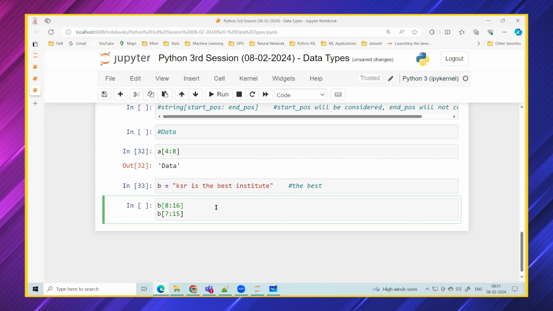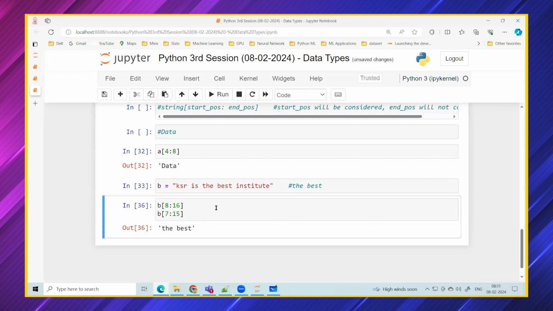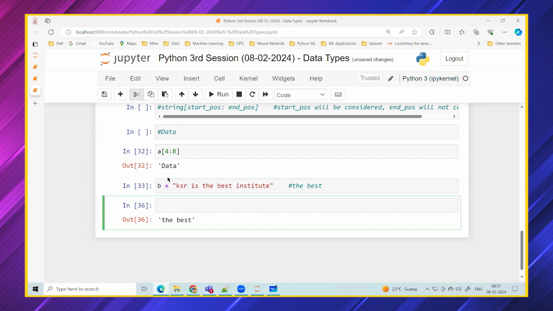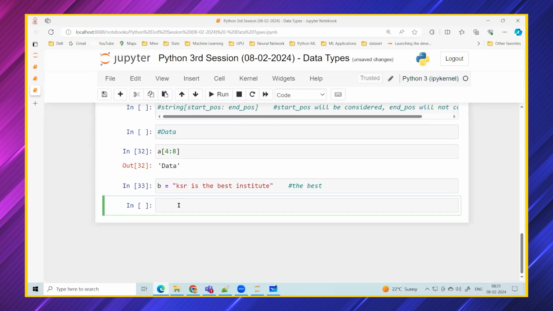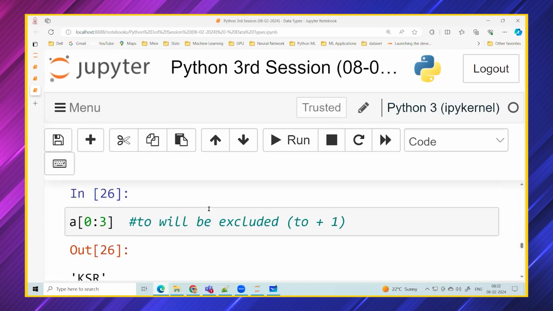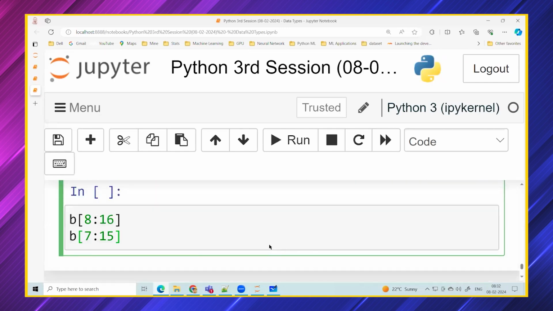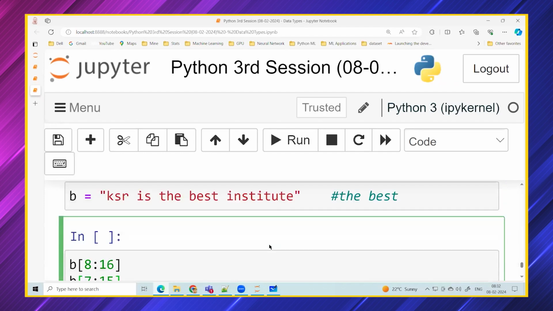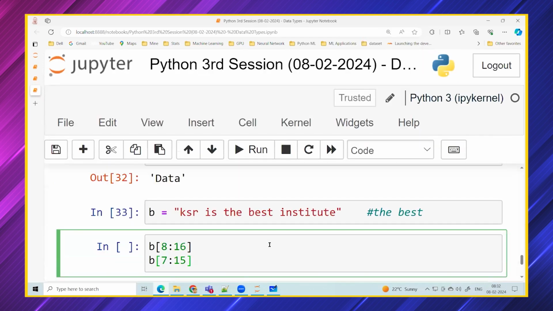Okay, if it's not visible for you, I'll increase the screen size for you. At least now you tell me. Is it visible now? I don't want two answers. I want only one answer. It can be only one answer. Is this going to be 8 to 16 or 7 to 15? 7 to 15. 8 to 16 only. Okay.